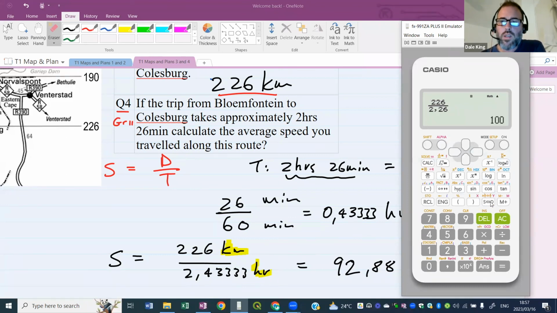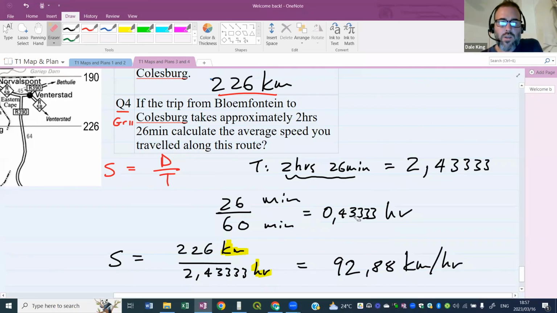That answer is different, hey? That's 100. You see, that's why everyone's getting 100. So all you guys are doing is taking the 26 minutes and changing it into a decimal, which is not the correct way to do it. You've got to say 26 divided by 60. 26 minutes out of 60 minutes. Okay, gives me 0.433.